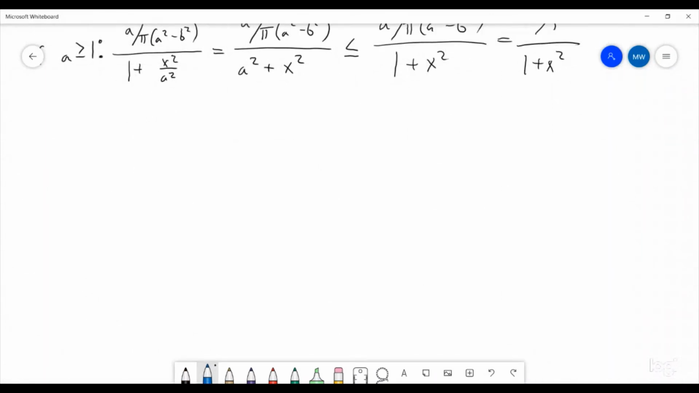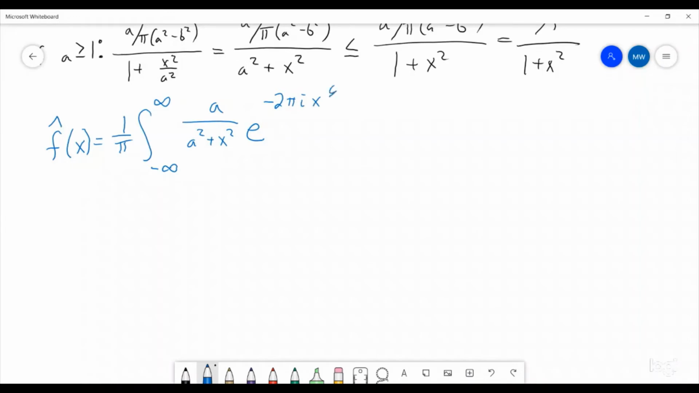So first off, let's look at what is f hat. F hat of x is going to be equal to 1 over pi times the integral from negative infinity to infinity of a over a squared plus x squared e to the negative 2 pi i x c dx. So here we're going to need to do a couple different situations. We have basically three cases: if c is bigger than 0, if c is equal to 0, and if c is less than 0.